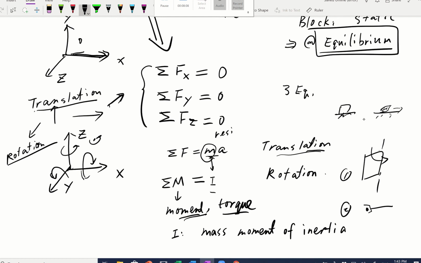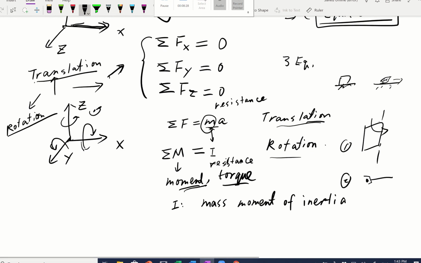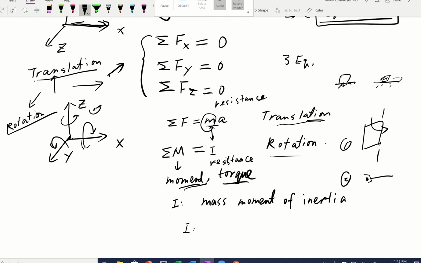So that's important, resistance. In other words, what will be the resistance for rotation? Then that's your I here. Resistance to rotation is going to be moment of inertia, mass moment of inertia. And here, a quick review: what's going to be mass moment of inertia? That's going to be in a unit of mass, kilogram, times distance square. So it's going to be kilogram meter square. That's mass moment of inertia.